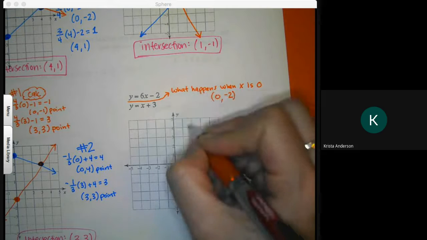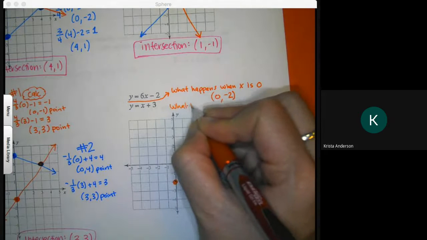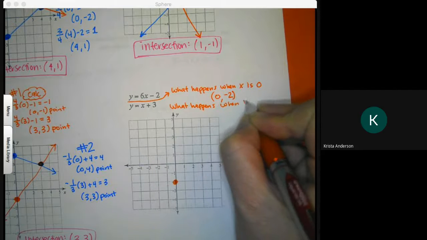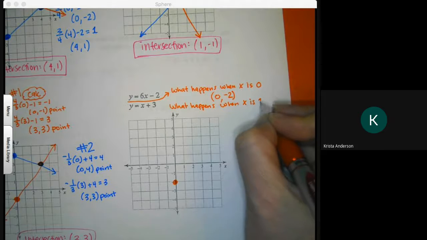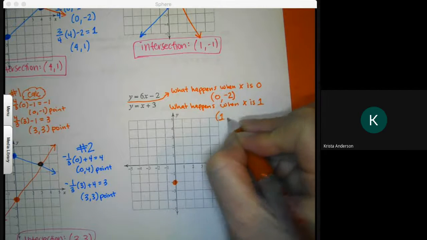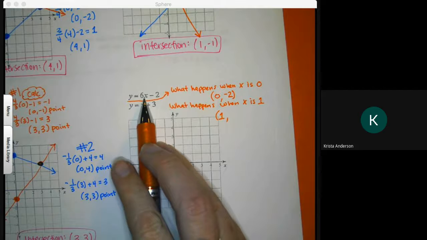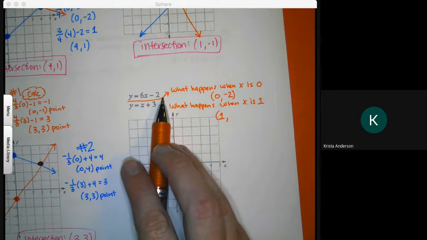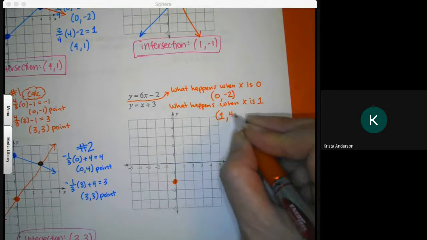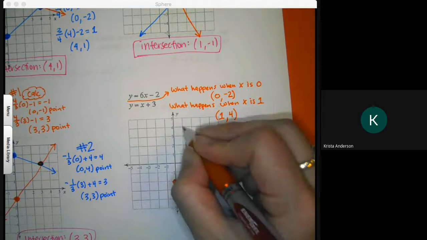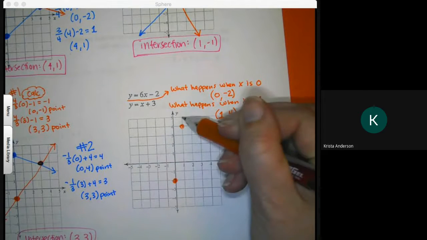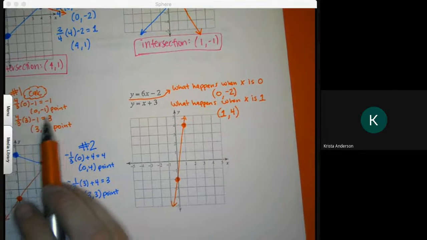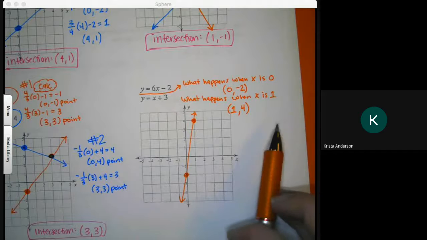Then I would ask in my head, what happens when x is, let's just say, a 1? What happens when I have a 6 times 1? 6. 6 minus 2 would be 4. 1 would be up 4. I would graph my line. So you can do it without typing and writing it out. You can do it in your head if you'd like.